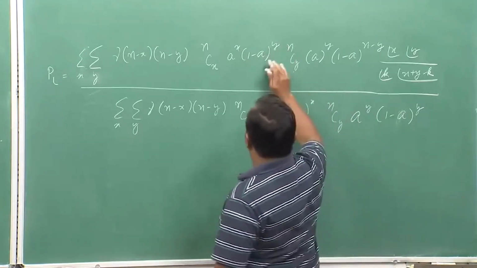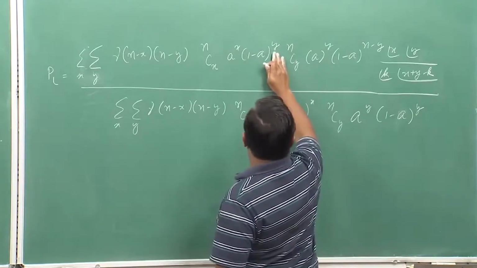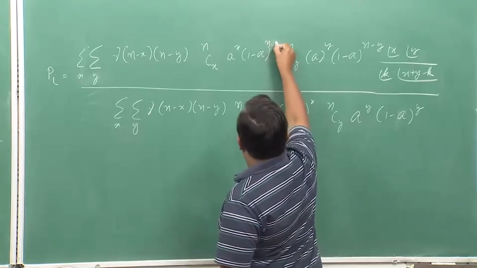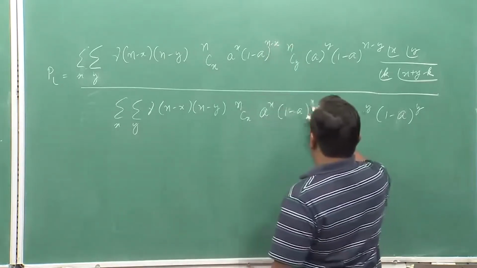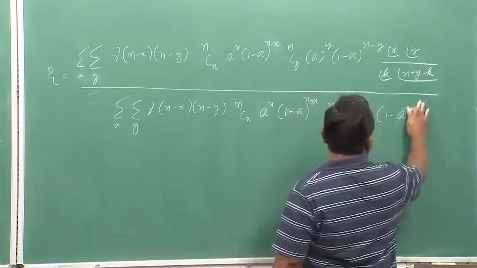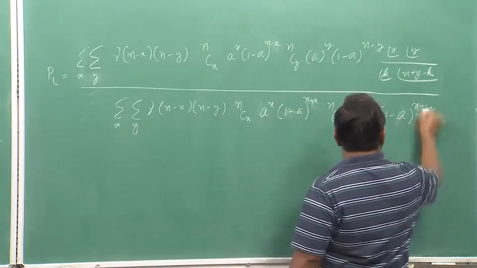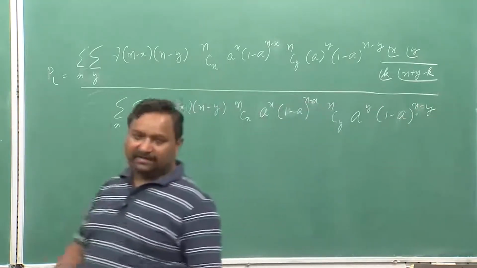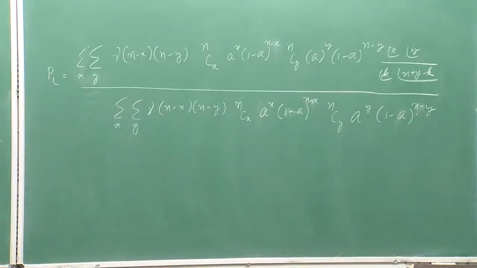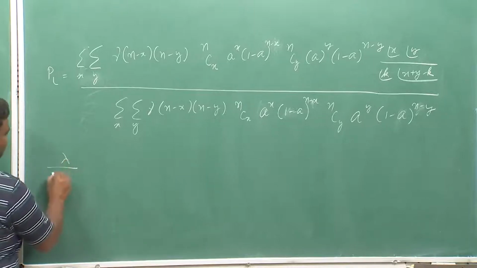Yeah, I have made a mistake here. Okay, so now it is a correct expression. Now let us look at A. A I had written as lambda divided by lambda plus mu.